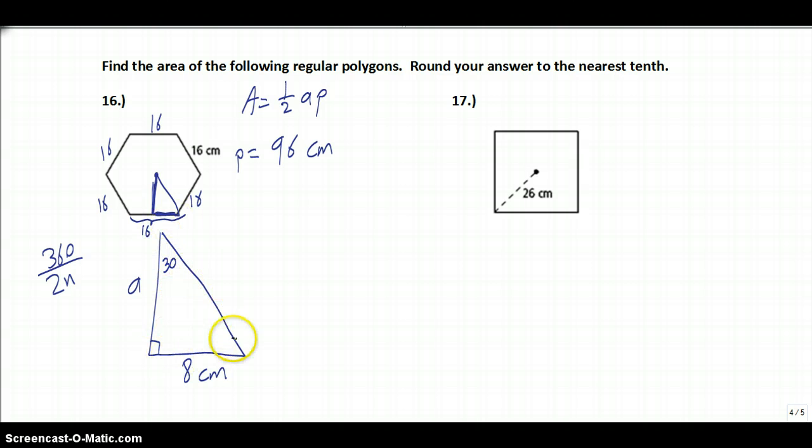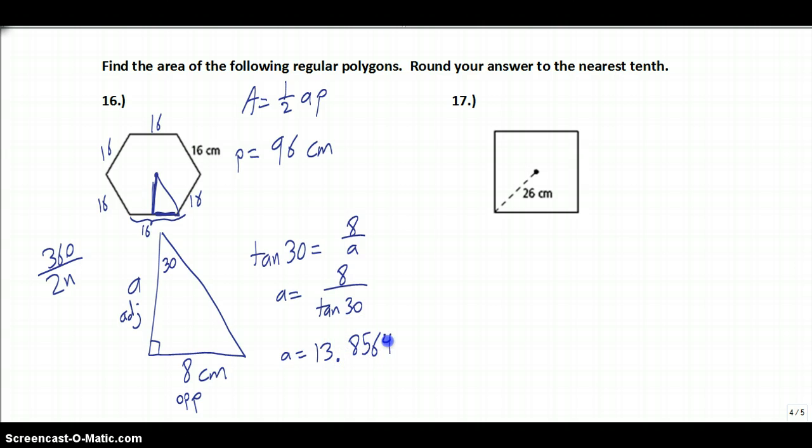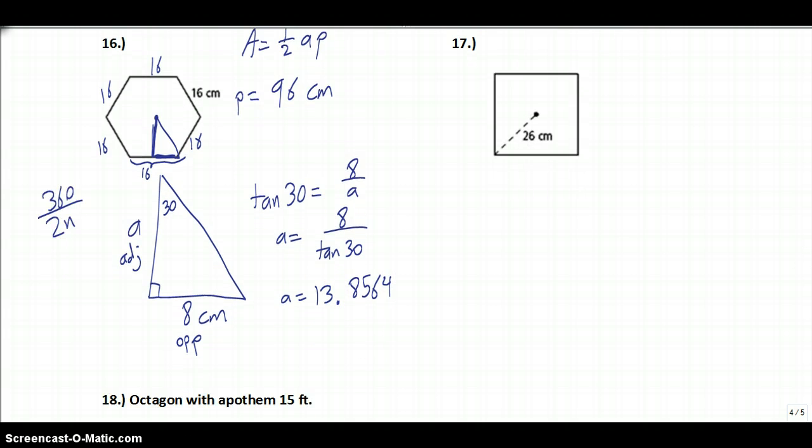So those of you at home might recognize this as a 30, 60, 90, but I'm going to use trig to find A. So 8 is the opposite, A is the adjacent. So I'm going to use tangent of 30 equals 8 over A. Pull the old switcheroo, 8 over tan of 30. And you take a quick second and plug it in your calculator and you get 13.8564. Remember, I told you 4 decimal places in the middle of the problem. Anyway, you've got your perimeter, you've got your apothem, so you're ready to rock and roll.